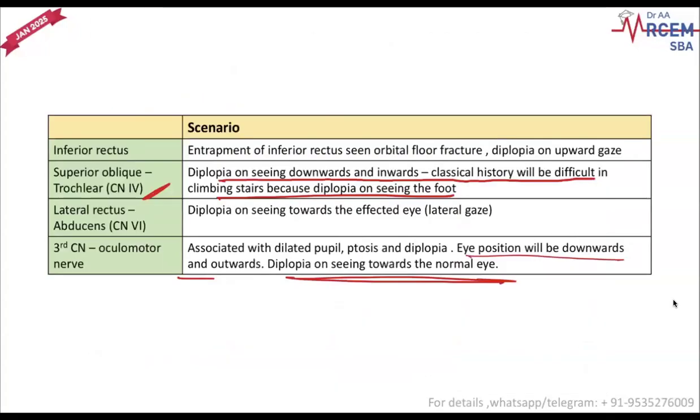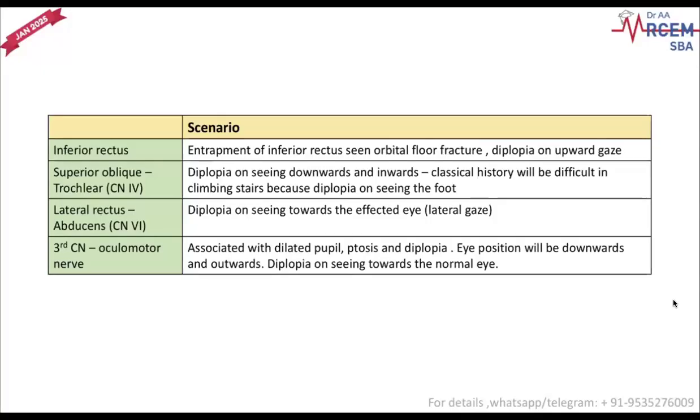So take home message is everything what is mentioned in this tabular form. If you're not able to remember the images, at least remember what is given in this tabular form. Third cranial nerve, they'll have a diplopia looking towards the normal eye. Eye position is important. It is downwards and outwards. Along with a diplopia, this patient can present with a dilated pupil. Ptosis can be present along with the diplopia.